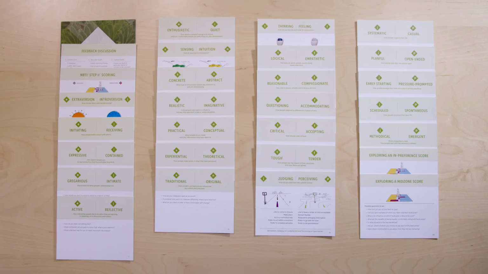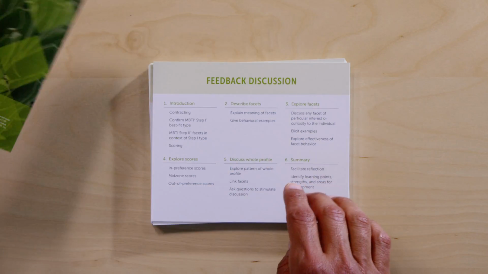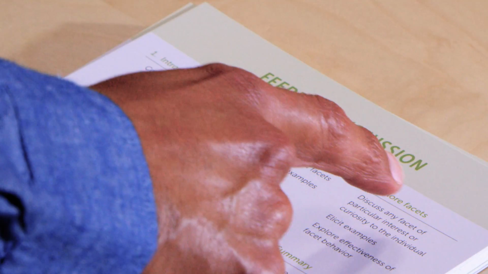Let's take a quick look at this set of 28 cards, which include feedback steps, an overview of Step 2 scoring, and everything you need to give feedback on the 20 facets. Here's the title card. Next is a card that outlines 6 steps to follow during a Step 2 feedback session.